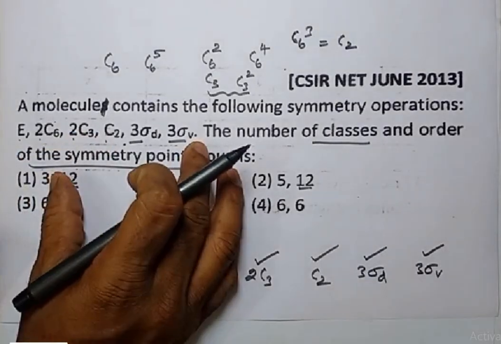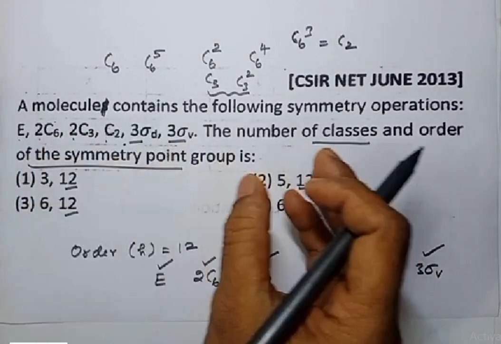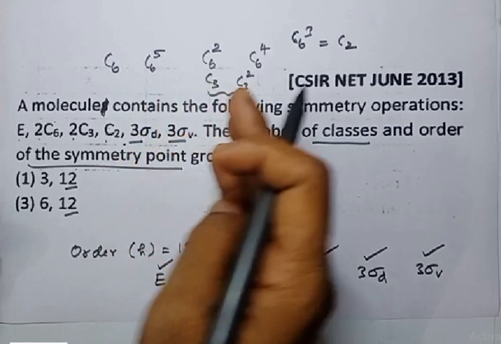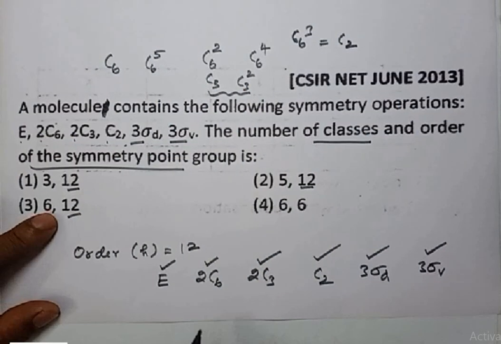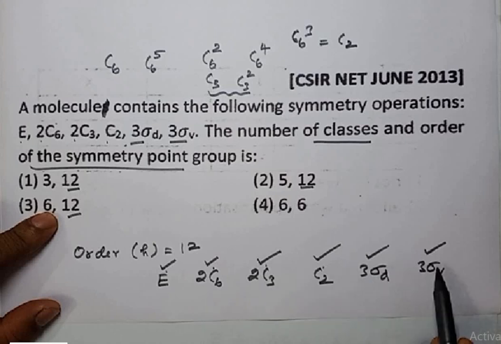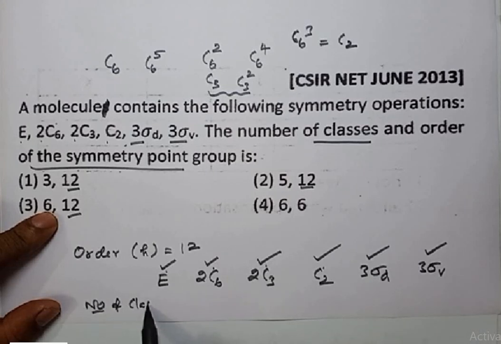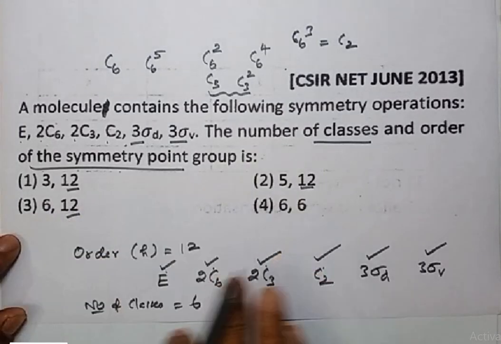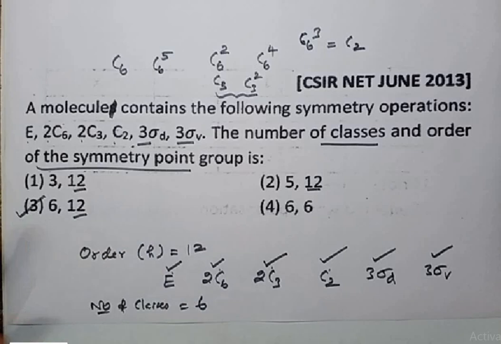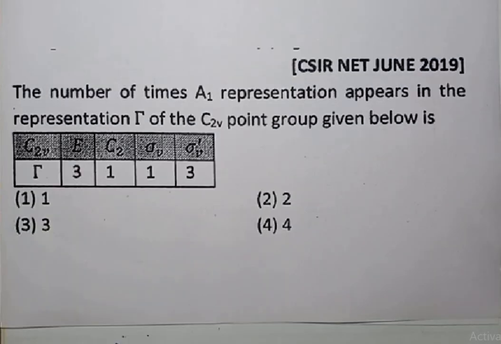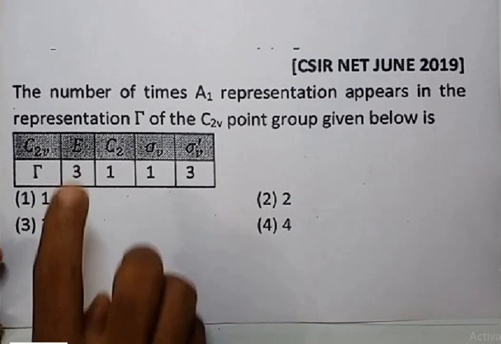In the question itself, they have clearly given the number of classes also. So here, how many classes are there? 1, 2, 3, 4, 5, and 6 classes. So the number of classes equals 6. So the correct option for this question is option number 3. Okay, take note. This is the next question.